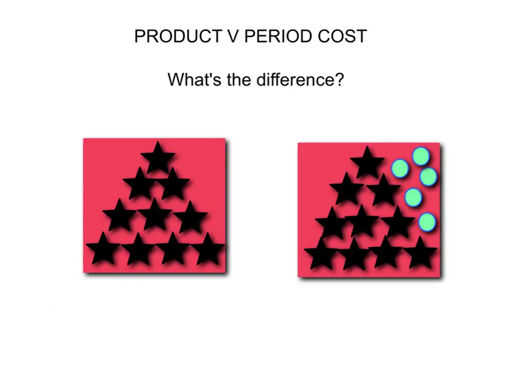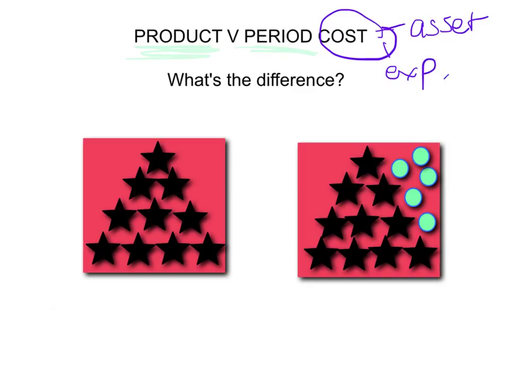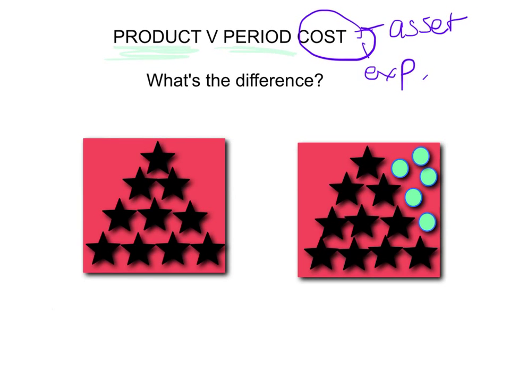Okay, so here's a summary of all the aspects of dealing with product costs versus period costs. Both examples are dealing with costs, but we're deciding whether that cost should be attributed to an asset or should we write it off as an expense. So to work out what's the difference between the two things, we have to work out, well, what's the same?